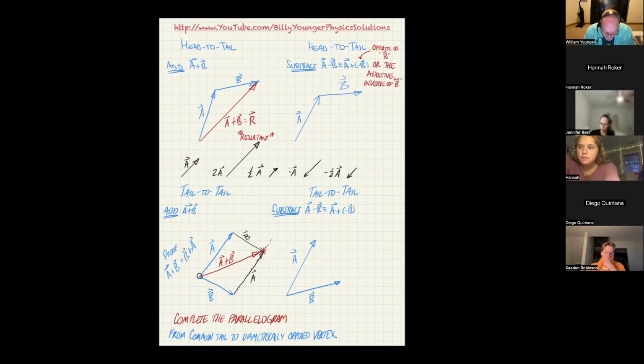If I instead multiplied A by 1/2, now it's just a 1 by 1 square across the diagonal. So you see the 1/2 A is literally half as long, but still pointing in the same direction. If I drew negative A, all I do is take the head off the top right end and put it on the bottom left end. Does that make sense to everyone?